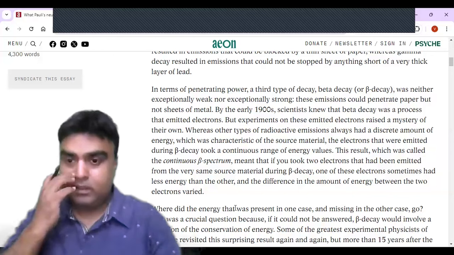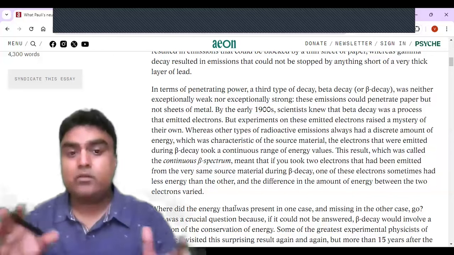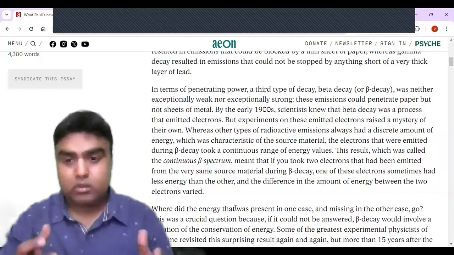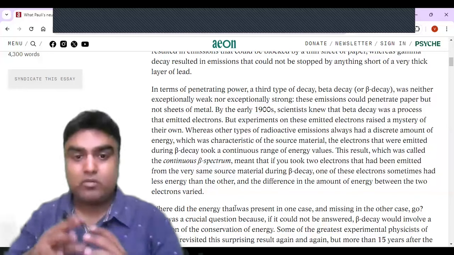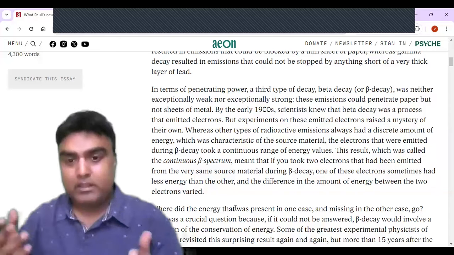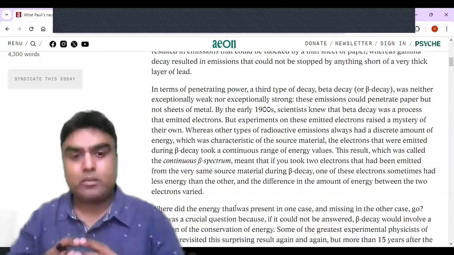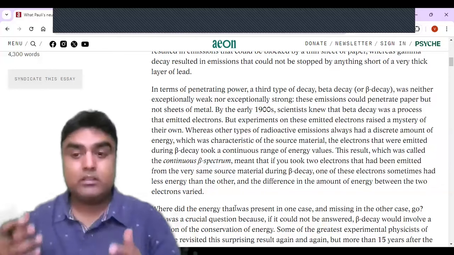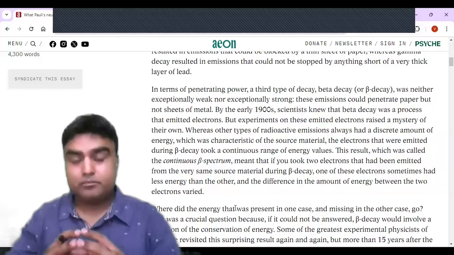Okay. This result, which was called the continuous beta spectrum, meant that if you took two electrons that had been emitted from the same source material during beta decay, one of the electrons sometimes had less energy than the other, and the difference in the amount of energy between the two electrons varied.